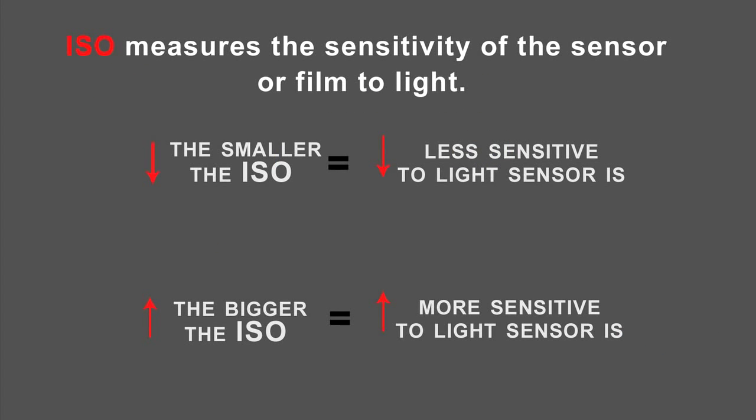ISO measures the sensitivity of the sensor or film to light. The smaller the ISO, the less sensitive to light the sensor is, and the bigger the ISO, the more sensitive to light the sensor or film is.